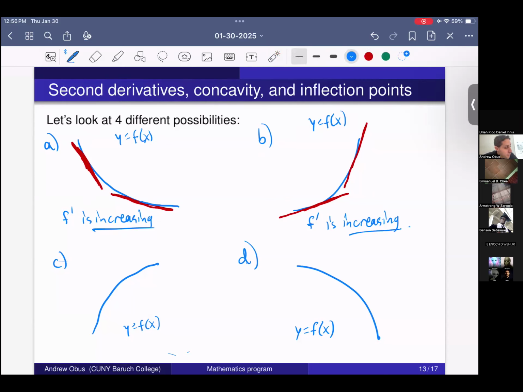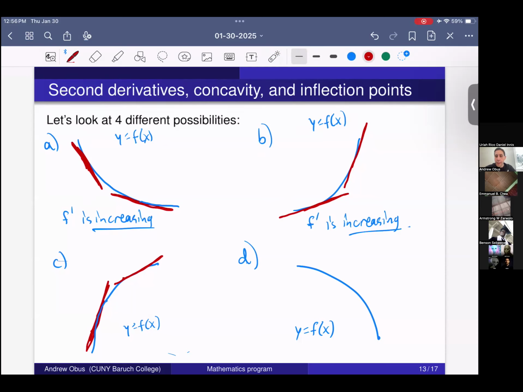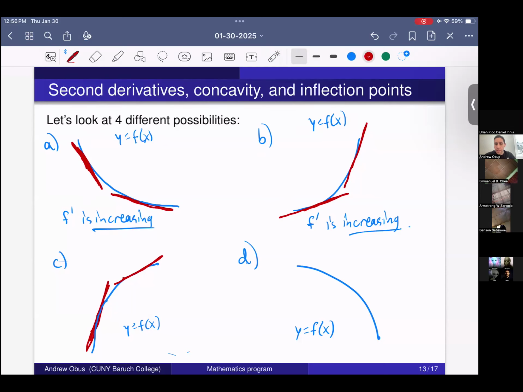What about C? Well, we start with a very positive slope, very steep slope. And then we go towards a shallower slope. So we're going from a big slope to a small slope. That means that f prime is going to be decreasing.